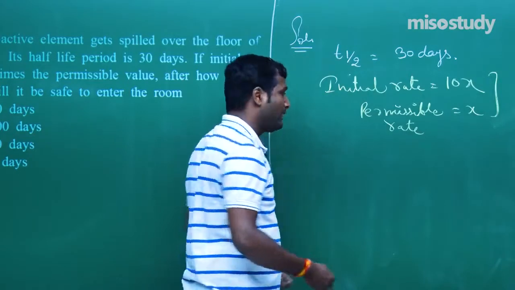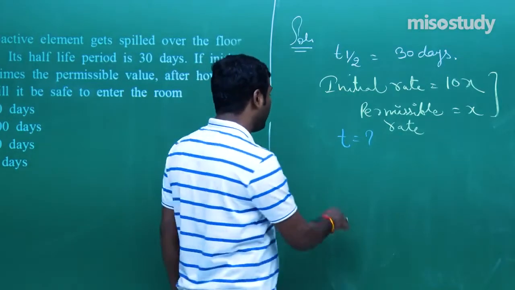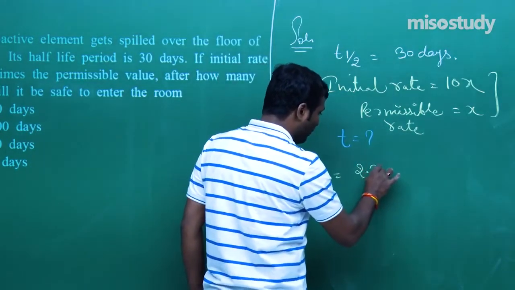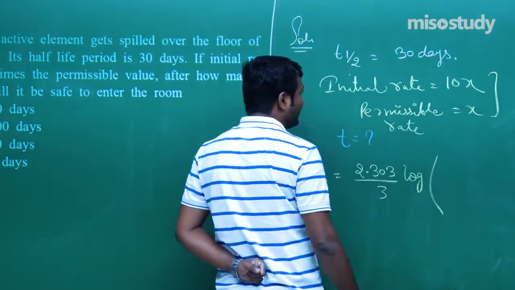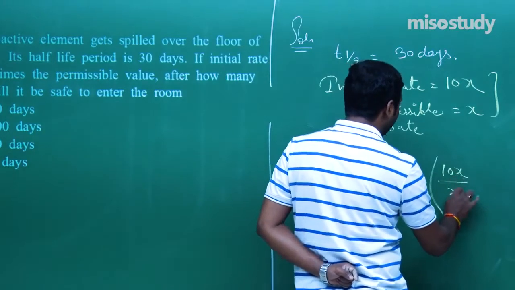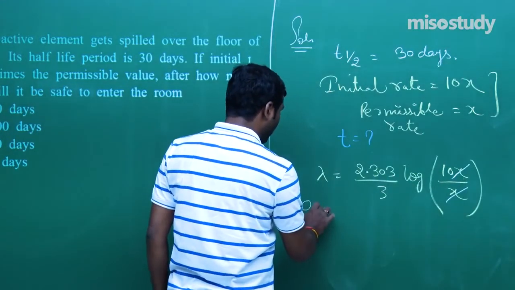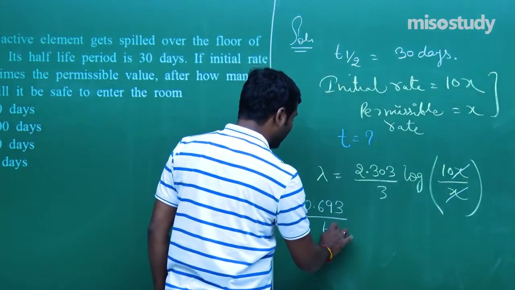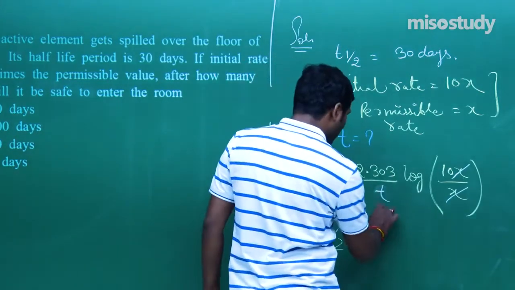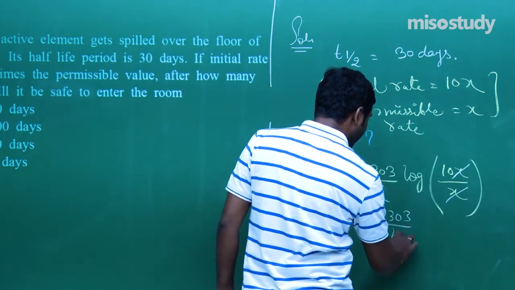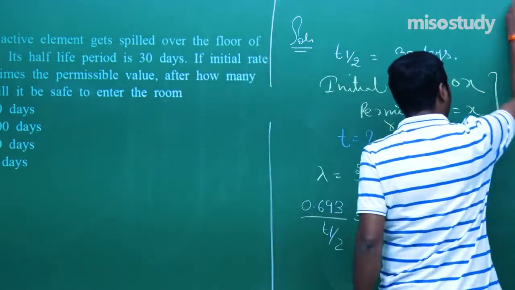Now what to find? We have to find the value of t. Now how to solve such kind of question? We know lambda is equal to 2.303 upon t, log n naught upon n, that is the initial 10x upon the permissible rate x. Now this will cancel this one. What is lambda? We will put here lambda is equal to 0.693 upon t half. So 2.303 upon t and log 10. What is the value of log 10? So 1. The value of log 10 is 1.